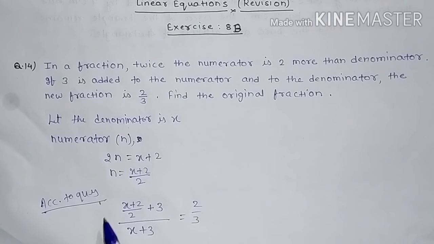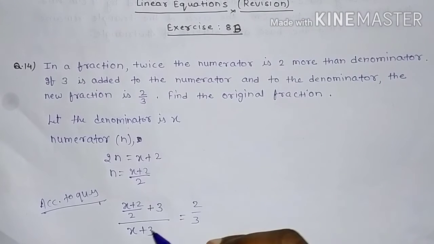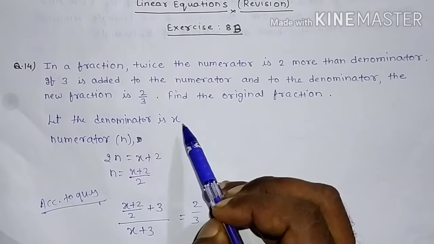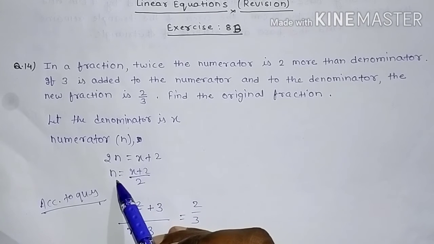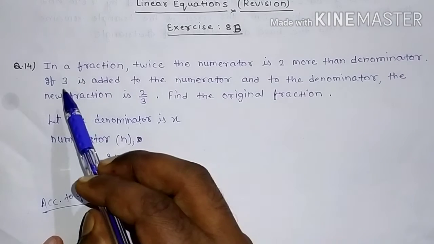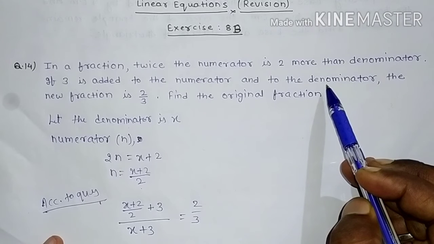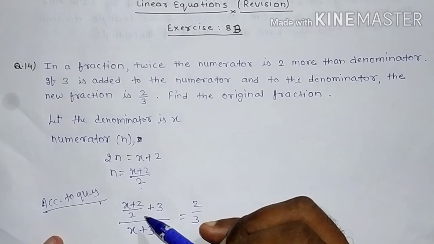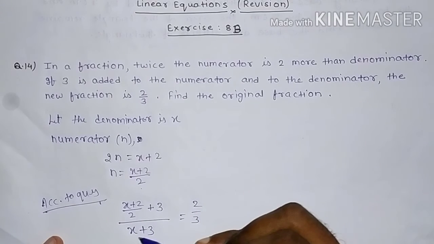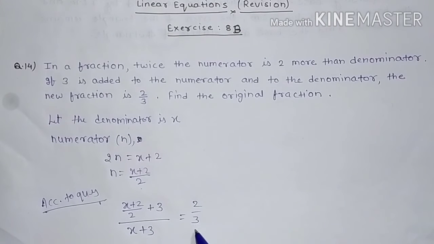According to question, this expression is written here. Again I am explaining this. Denominator is x and numerator is n. So here n is (x plus 2) by 2. Now according to the question, if 3 is added to the numerator and to the denominator, in both, we can get new fraction, that is 2 by 3. So this equals 2 by 3. So this expression is according to the question, and just solve this expression.